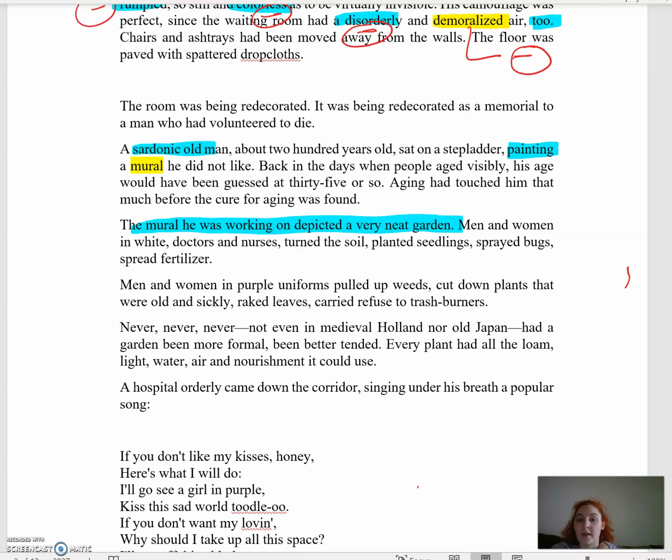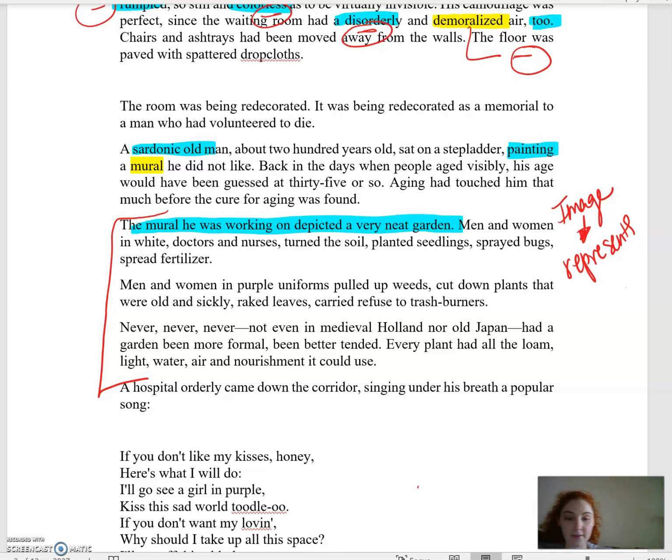Okay, and we are moving on to our very first major device in this work. So we have the description of the mural. And the mural itself, the description is painting an image, but there is a deeper meaning behind this painting that's being worked on. It represents something with a deeper meaning.